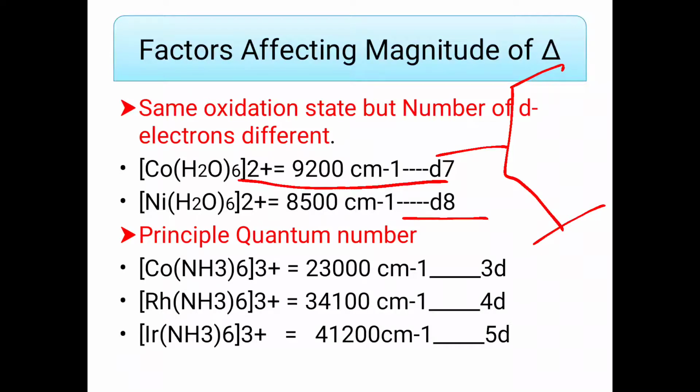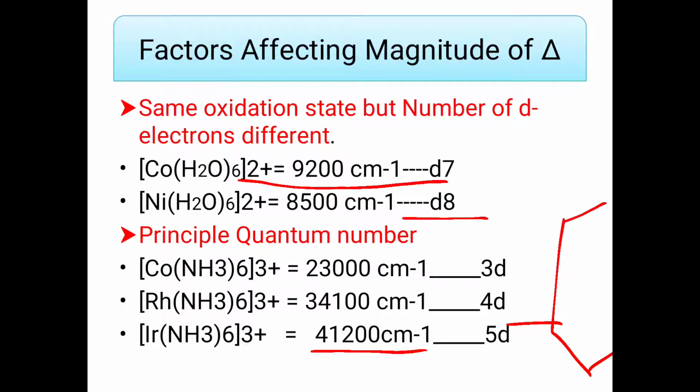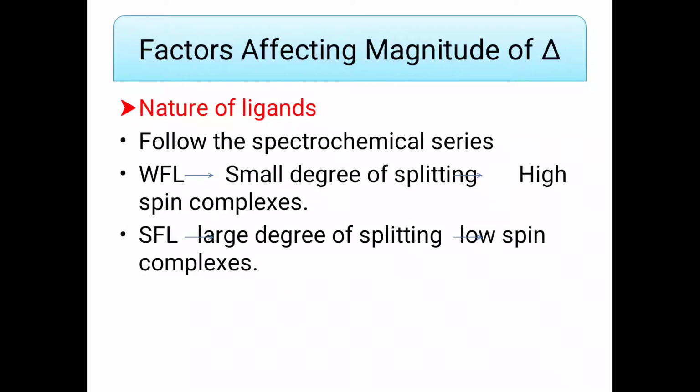Now coming to principal quantum number n. The general trend in the periodic table is that as you go down the group, the size of the d orbital increases. In the same way, cobalt, rhodium, and iridium belong to the same group, and as you go down, their size increases. As a result, the splitting in iridium, which is a 5d, is more. Their gap is more, so it splits to a higher extent as compared to cobalt and rhodium.